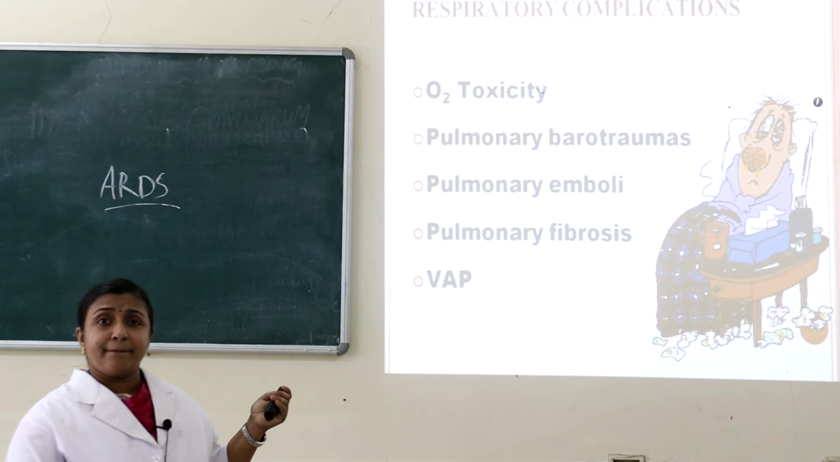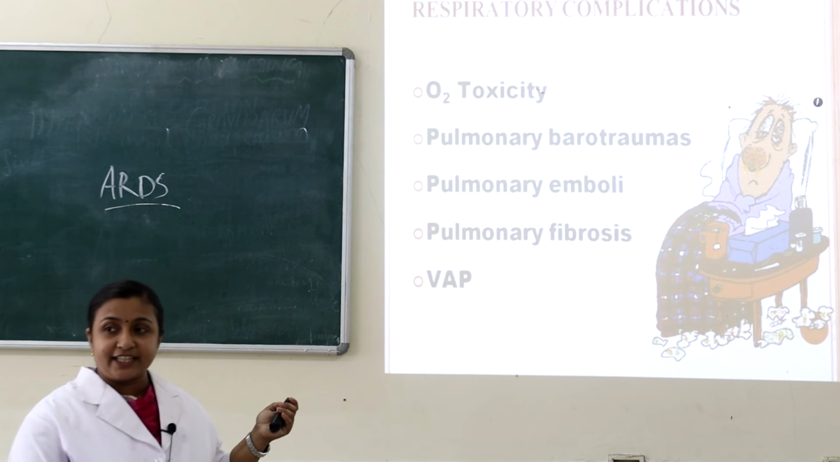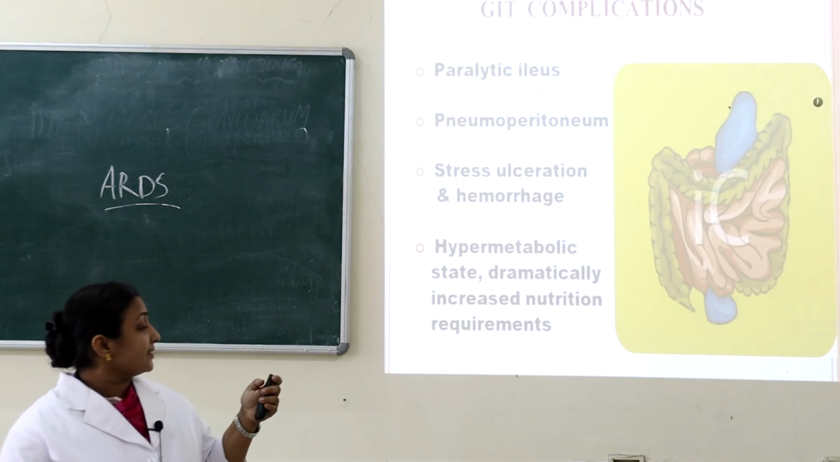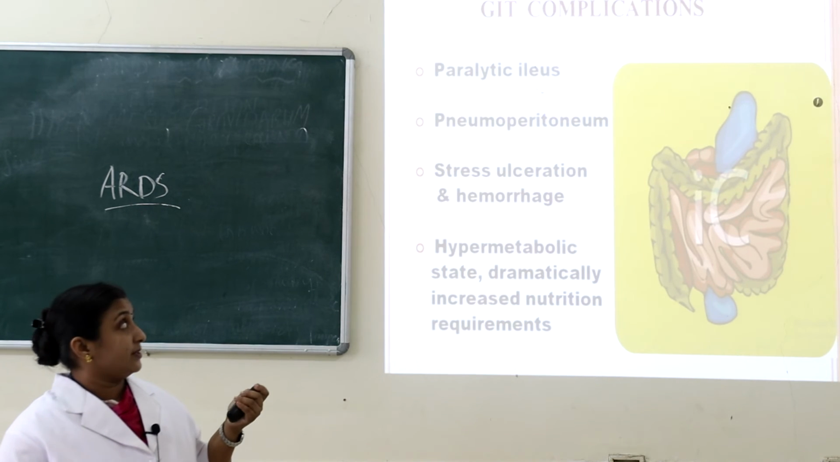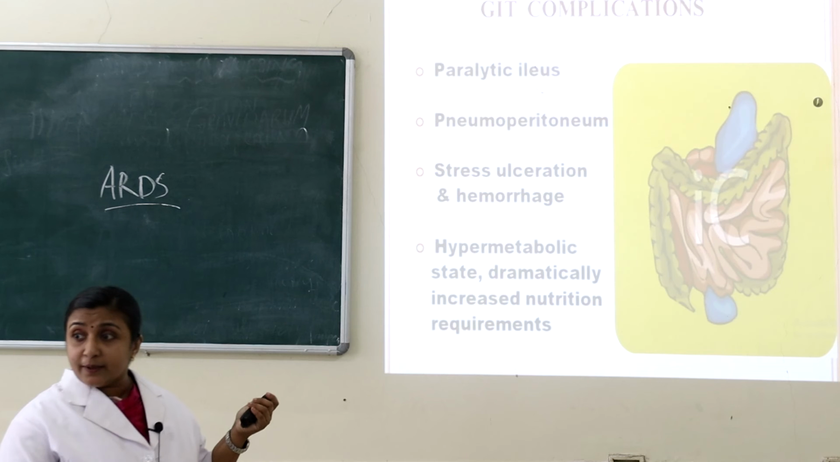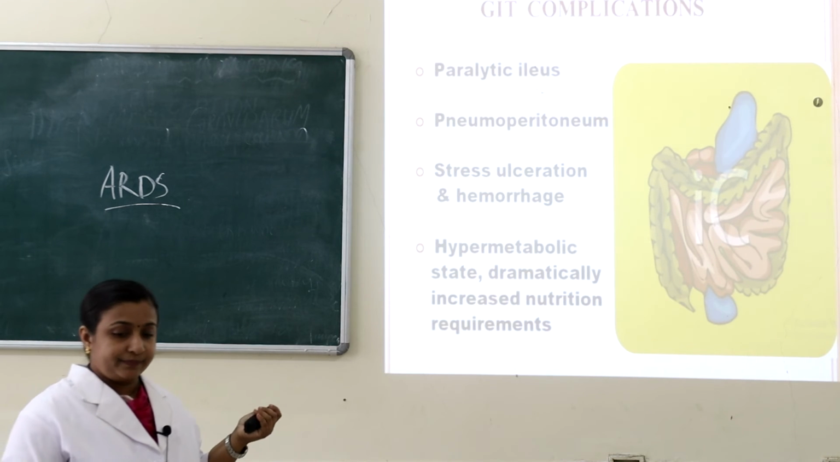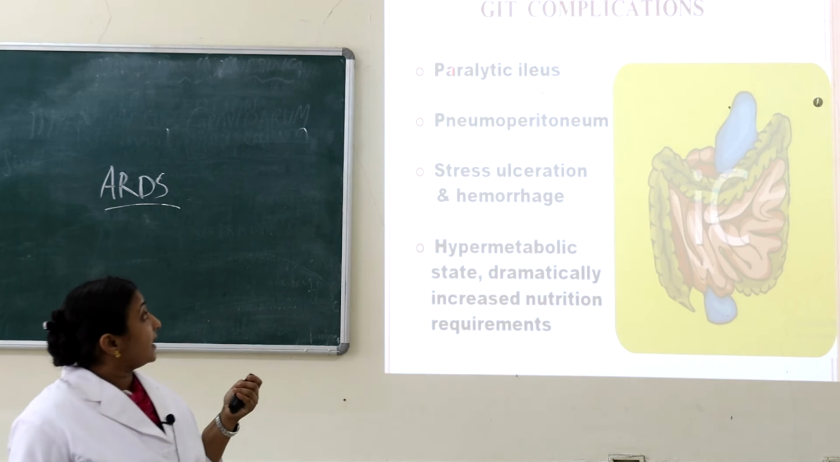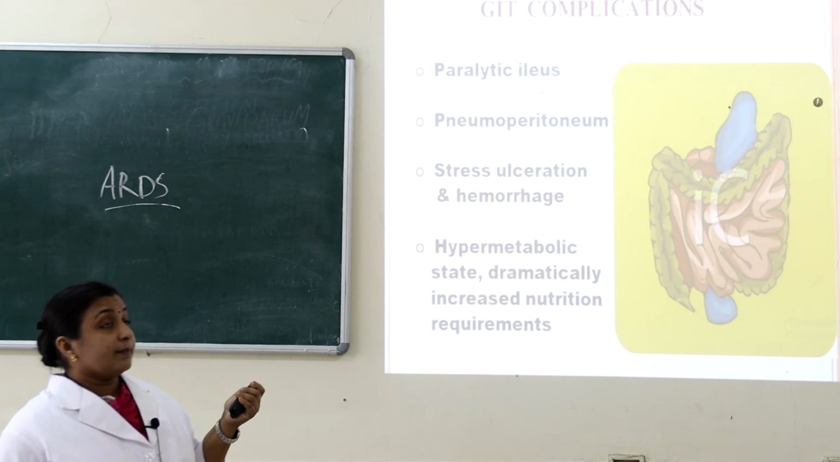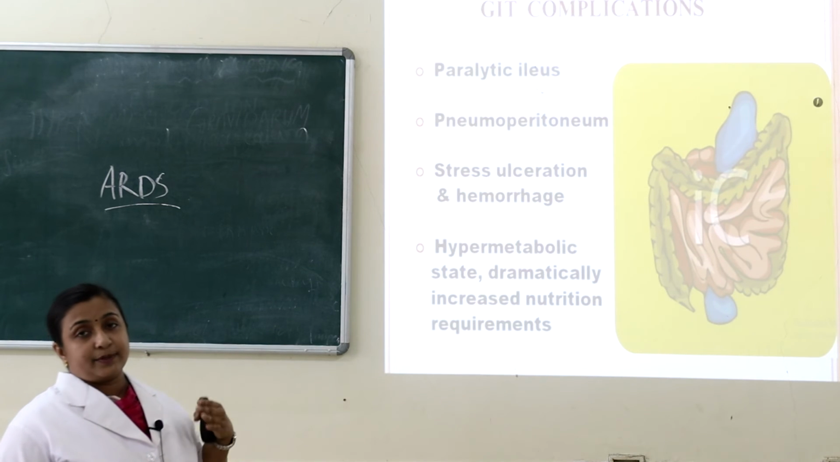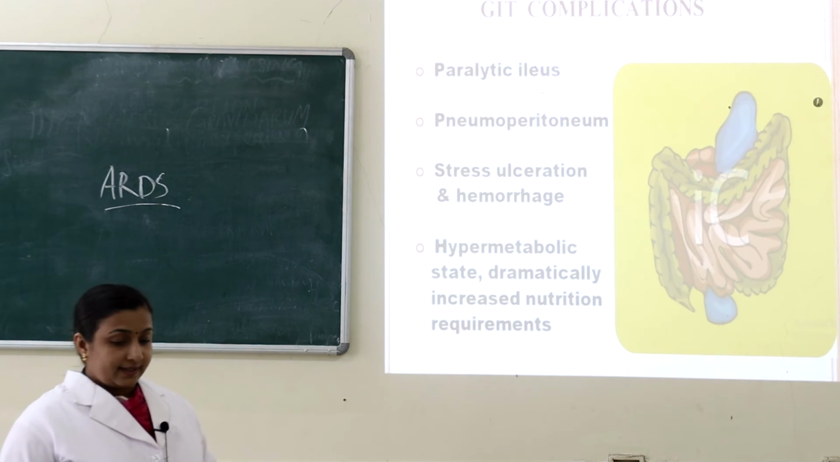What is VAP? That is ventilator associated pneumonia. The next is the GIT complications. Are you following me? Okay. GIT complications like paralytic ileus, because of the decreased mobility, the patient will have the paralytic ileus.